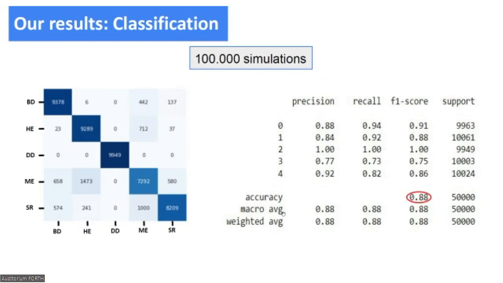We also trained a classification model with 100,000 simulations, and our general accuracy was almost the same, almost 90%. So there is no difference from increasing the dataset size.